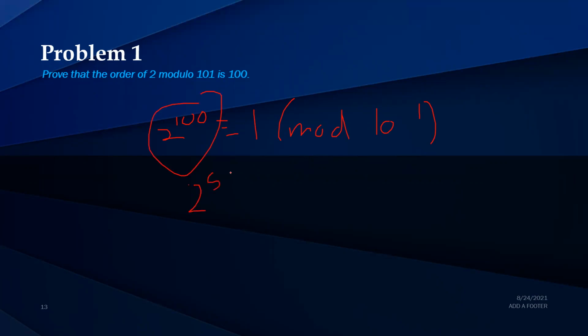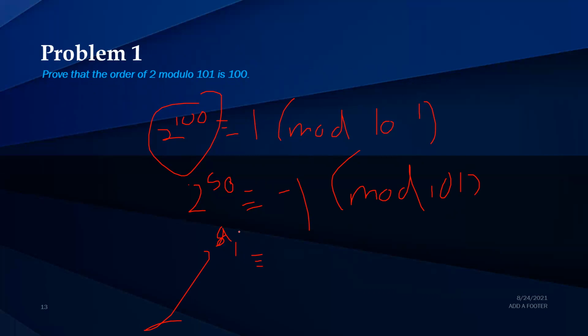So if we prove that 2 raised to 50 is congruent to minus 1 mod 101, that would mean that for any proper divisor d of 50, if 2 raised to d were congruent to 1 mod 101, then multiplying the exponent by 50 divided by d, we would have 2 raised to 50 congruent to 1 mod 101, which is a contradiction.